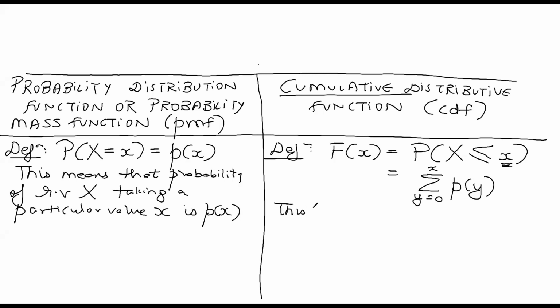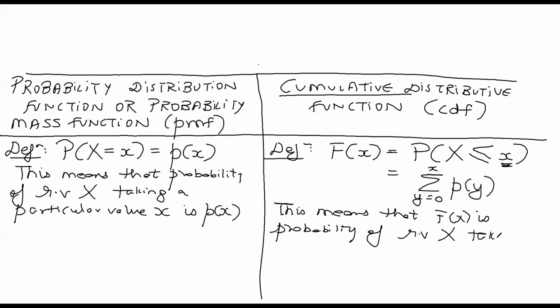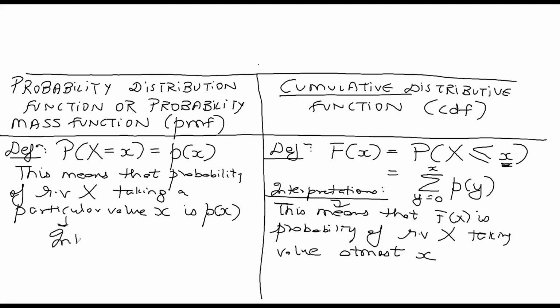This means that f of x is the probability of the random variable capital X taking the value at most x. At most x means either x or less than x. So I hope you have understood the interpretations of both: the interpretation of capital F of x, and this is my interpretation of the probability mass function.